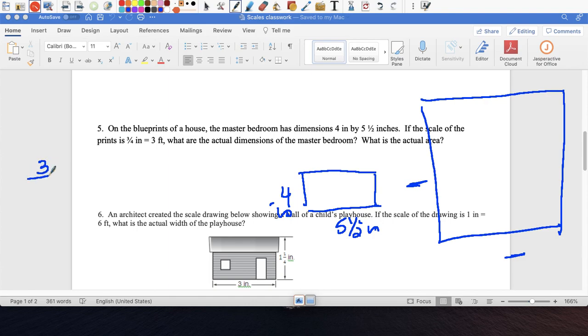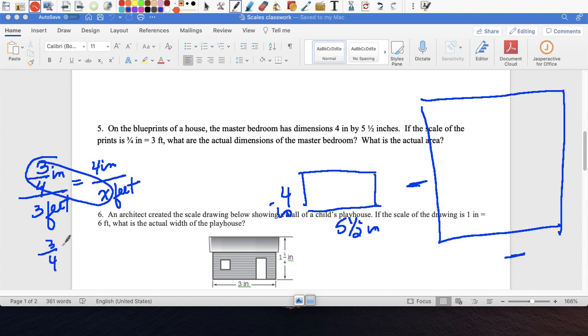So here's our first one. 3/4 of an inch is 3 feet, right? That's our scale. Now let's find out what 4 inches is. So 4 inches equals x feet, right? Cross multiply, we get 3/4 x equals 3 times 4 is 12. Right? We're going to multiply both sides by 4/3. So that all simplifies to x. And 12 divided by 3 is 4. And 4 times 4 is 16. So in real life, this side here is 16 feet.